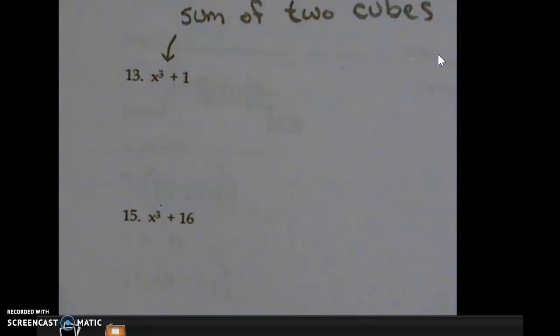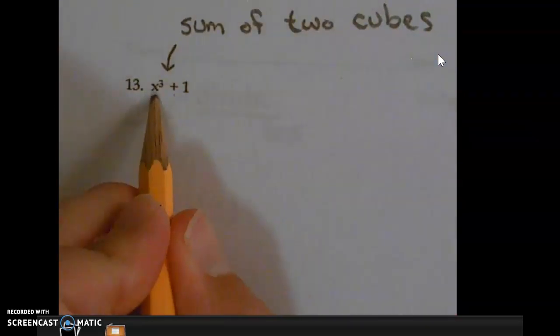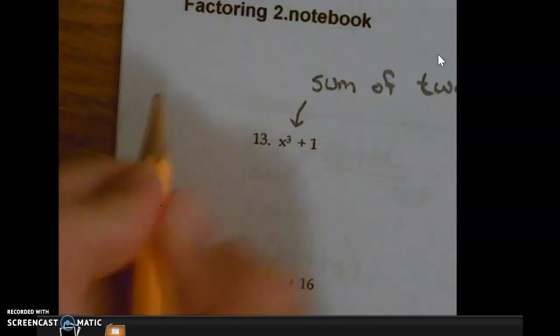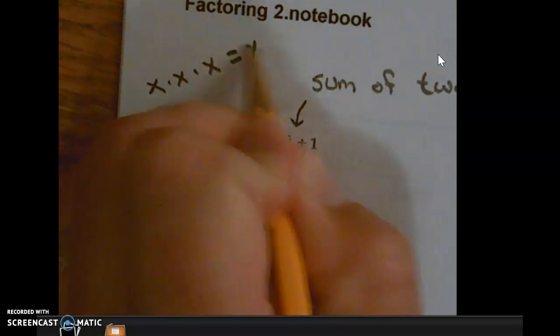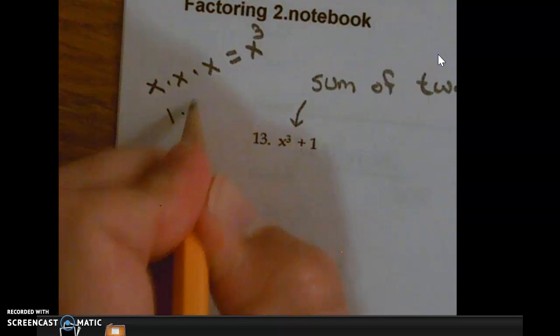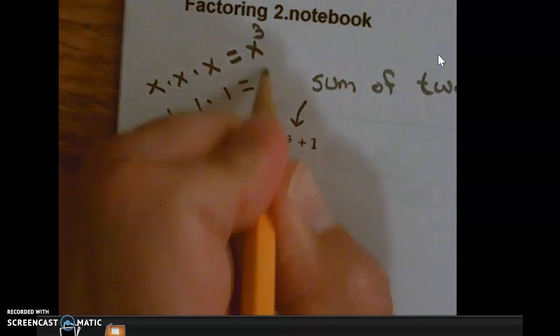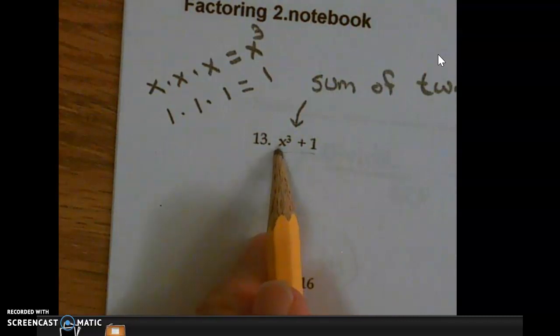The sum of two cubes. And because x is a perfect cube, because x times x times x is x cubed. 1 is a perfect cube because 1 times 1 times 1 is 1. Well, there's a formula that you need to follow when factoring a sum of two cubes.